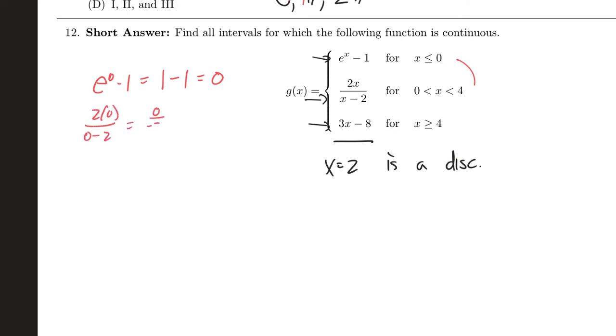That gives me 0 over -2, which is 0. So this one actually works at 0. There's no discontinuity at 0. All right, what about at 4?